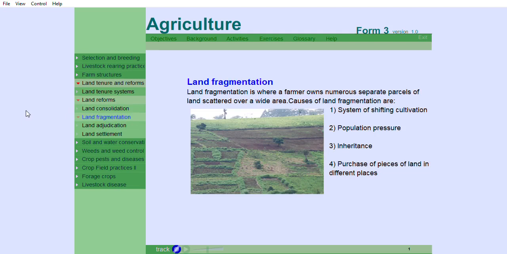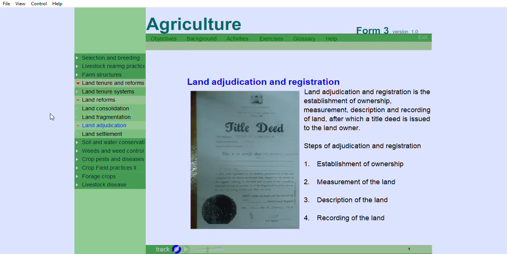Land fragmentation. Land fragmentation is where a farmer owns numerous separate parcels of land scattered over a wide area. Causes of land fragmentation are system of shifting cultivation, population pressure, inheritance, and purchase of pieces of land in different places.